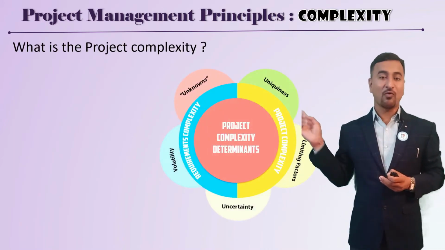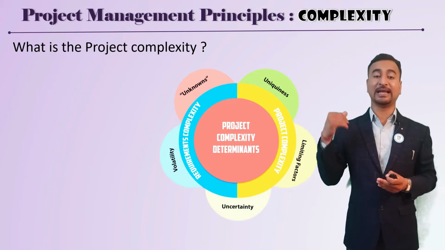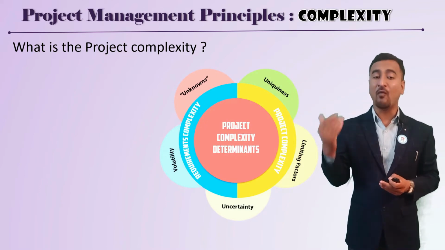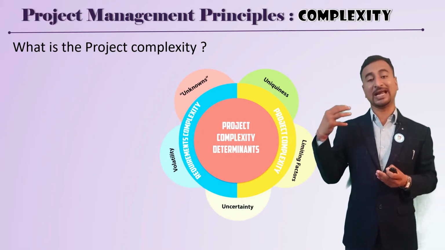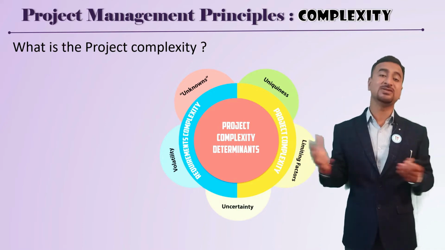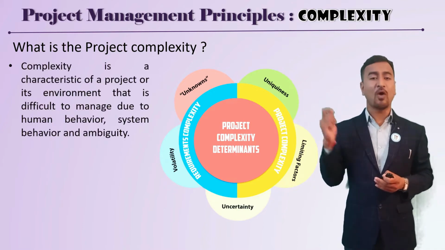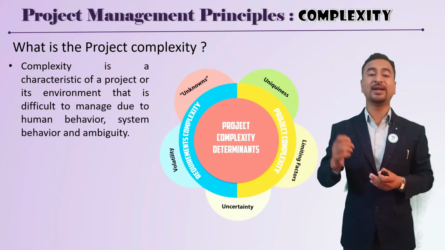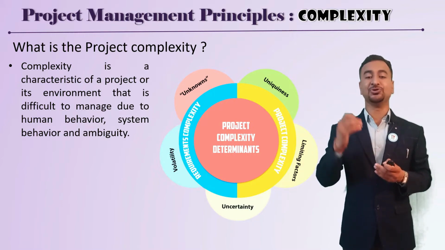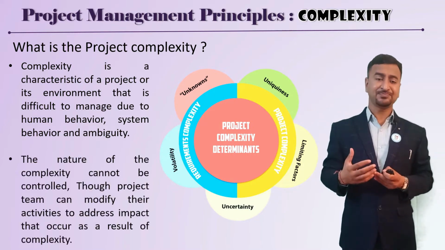As you see here, there are many factors contributing to the complexity, like uncertainty, volatility, unknowns, uniqueness of the project, and there are limiting constraints that all contribute, and many more. A few are indicated here. So complexity is the characteristic of a project or its environment that is difficult to manage due to human behavior, system behavior, and ambiguity.